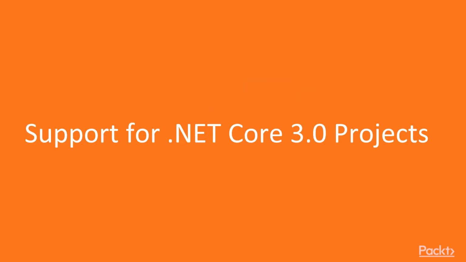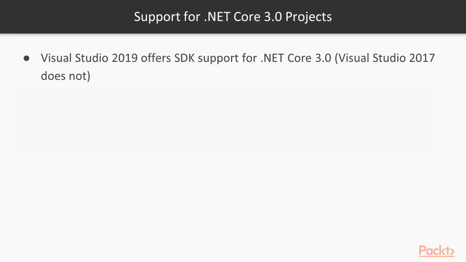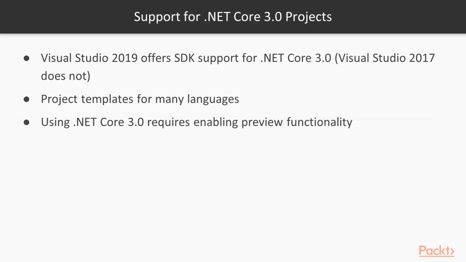In this video, we're going to be taking a look at support for .NET Core 3.0 projects. Visual Studio 2019 offers SDK support for .NET Core 3.0, whereas Visual Studio 2017 does not. With .NET Core 3, you get a lot more project templates for many different programming languages, and in order to use .NET Core 3, you will have to enable preview functionality, which we will show you a little bit later. Let's get ready to do some core enablement with Visual Studio 2019.